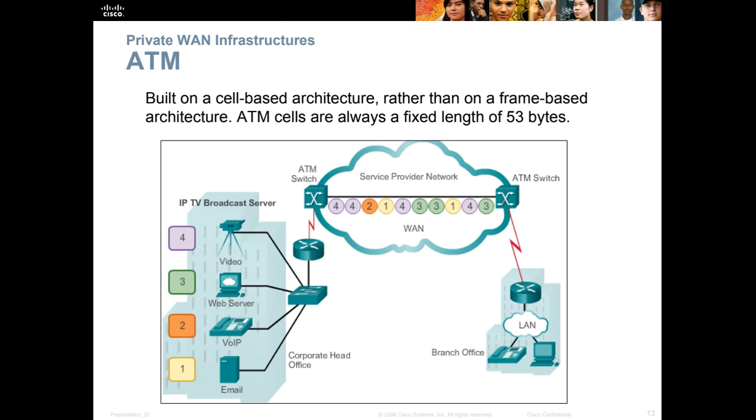ATM is another technology. It is built on a cell-based architecture. It is faster than frame relay, okay? ATM cells always have a fixed size. It is 53 bytes. You need to know that. Okay? This is a frame. This is an ATM. This is different from the ATM of the bank, you know. This is the name of the solution, the technology. It's called ATM. So you need to know that it uses a fixed-length cell, 53 bytes. So here we have a branch office, we have corporate, and they are using ATM switches and an ATM network.